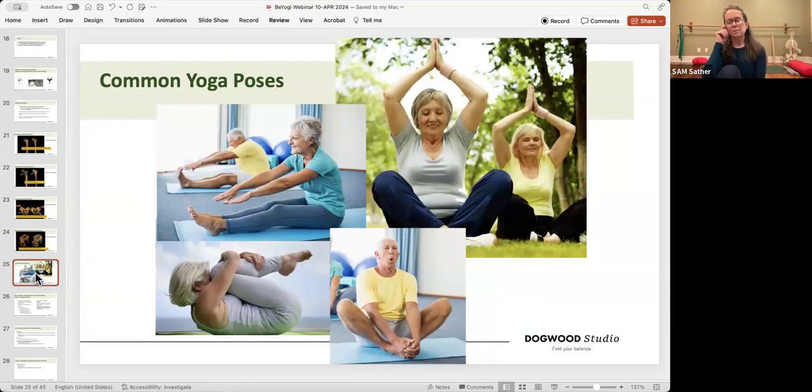So, common yoga poses. These are pictures that our company has purchased from Shutterstock or something, but they always show seniors in these terrible poses. Like, I don't think I'd really want her sitting like that for very long.